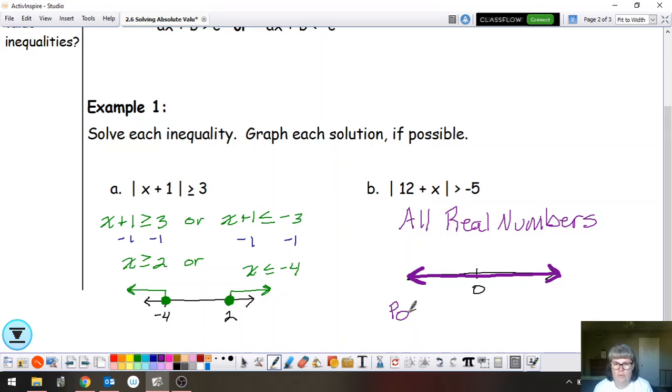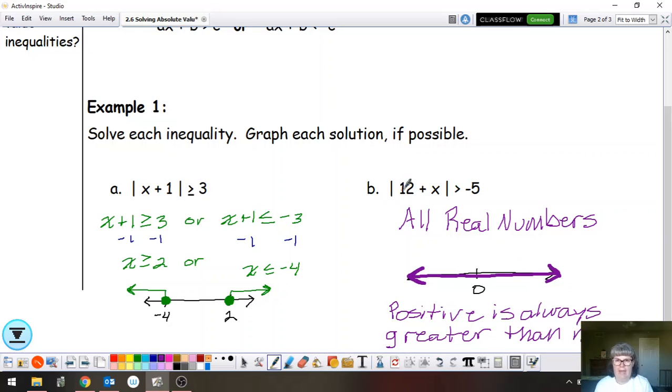positive is always greater than negative. So if you have an absolute value is greater than a negative, it's always going to be all real numbers.